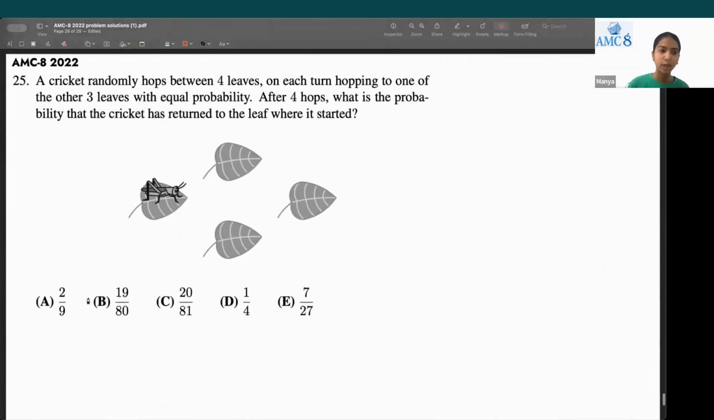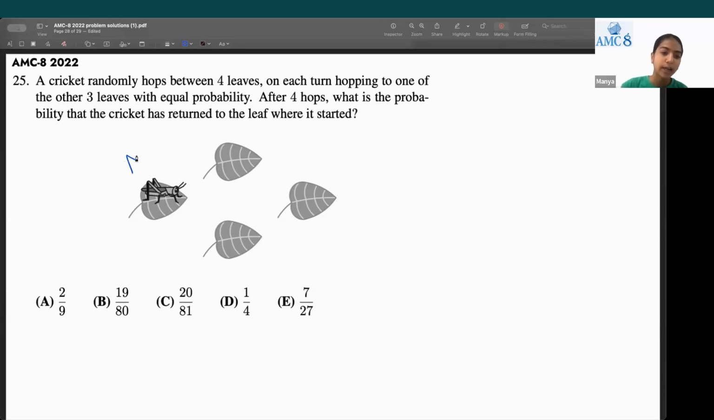Okay, if no one has any questions, then we'll go on to question number 25. This question is also kind of hard, but it's easier than 23. A cricket randomly hops between 4 leaves, on each turn hopping to one of the other 3 leaves with equal probability. After 4 hops, what is the probability that the cricket has returned to the leaf where it started?